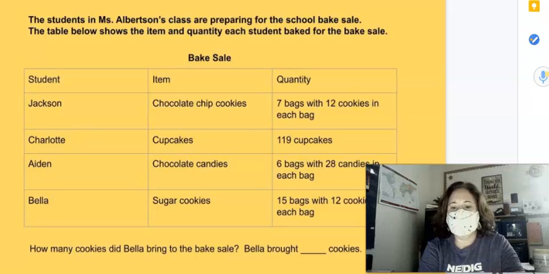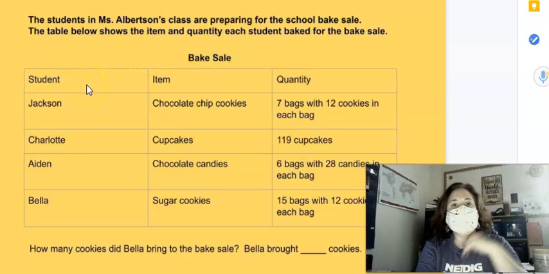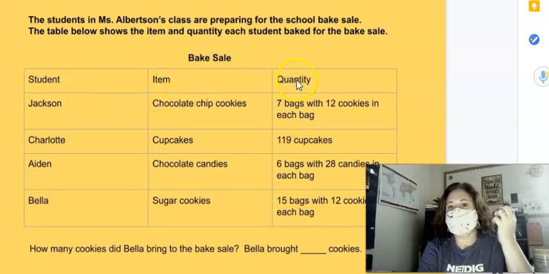All right, let's take a look at this chart. It has a lot of information. The students in Miss Albertson's class are preparing for the school bake sale. The table below shows the item and quantity of each student baked for the bake sale. Okay, so our title of our table is bake sale. First column is students, second is item, and third column is quantity.